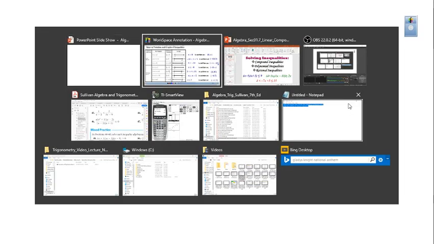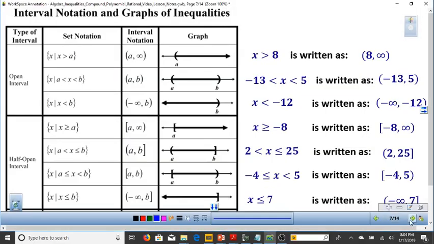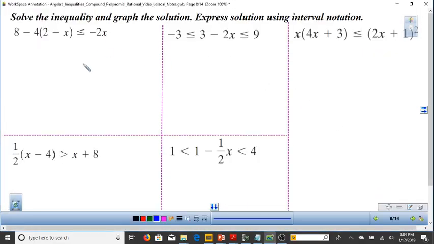All right, so before we go on to solving polynomial inequalities, we're going to do a little solving of a few linear inequalities, just to remind us how to do them. In this case, we solve linear inequalities like we solve linear equations, with a couple of adjustments. We distribute the negative 4 here, so we have 8 minus 8 plus 4x is less than or equal to negative 2x.